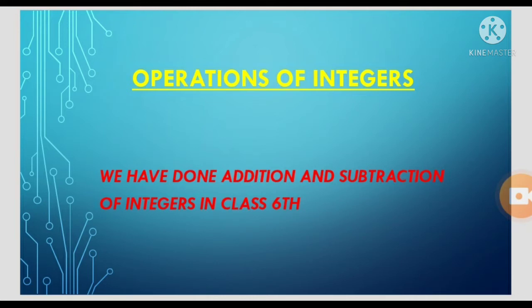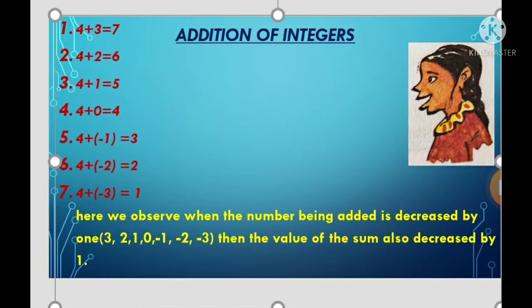Okay, let me take some examples. 4 plus 3 is equal to 7, already you know. Next, 4 plus 2 is 6. 4 plus 1 is 5. 4 plus 0 is equal to 4. So observe the above pattern: 4 is added to 3, 2, 1, 0. These numbers are what we have discussed in integers.